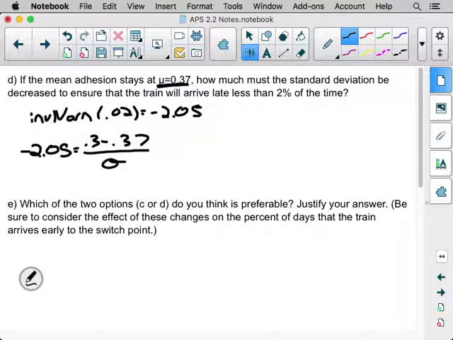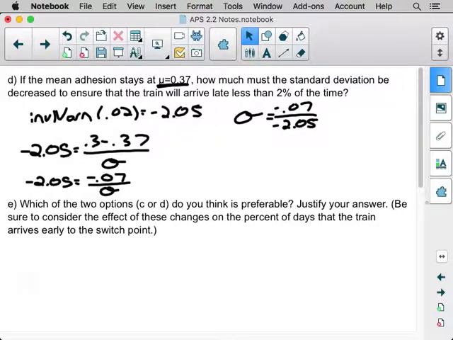We can combine the tops together, right? Wouldn't that be relatively easy? Negative 2.05 equals negative 0.07 divided by sigma. Now again, talking algebraically, how can I figure out what this is now? There we go. So I multiply this up, divide this down, right? If I do that, won't that give me my new standard deviation?